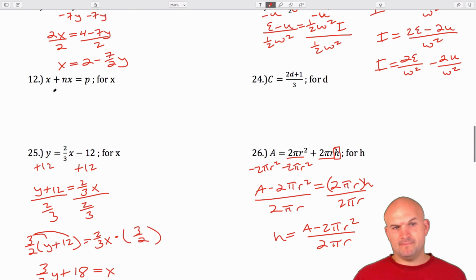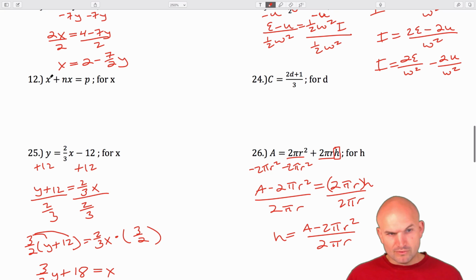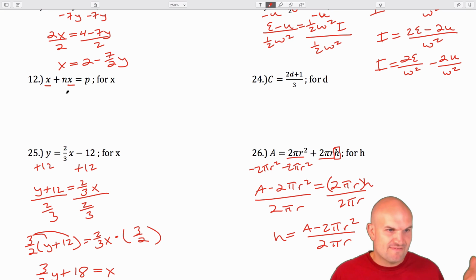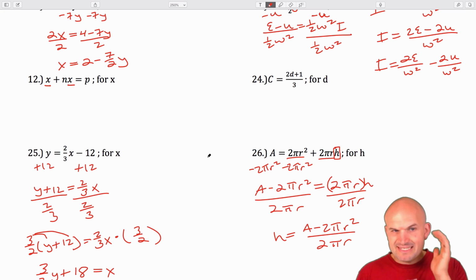Now, what about this problem? Whatever you do, if you're going to solve for this x, then you're going to need to subtract that x to the other side. Then you're going to have x's on both sides. If you're going to solve for this x, you're going to subtract nx to the other side. So either way, whatever you do, you're going to have x's on both sides. So how do we get rid of these x's?